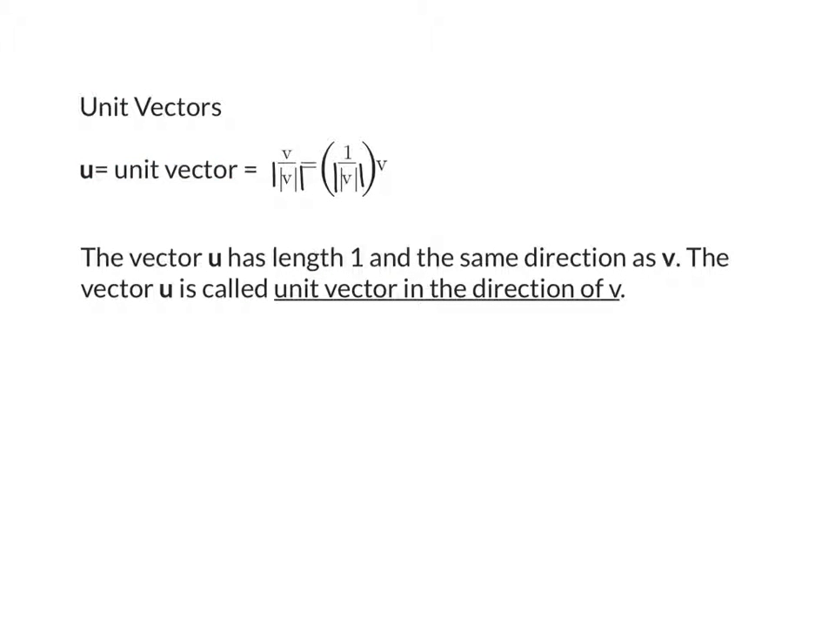So unit vectors, if you see a vector u, that means it's going to be a unit vector. The way we set that up is we say that it's vector v over the magnitude of v, which is equal to, essentially you can take the vector v at the top and move it to the side and it becomes multiplication. So it's 1 over the magnitude of v times vector v. So the vector u has a length of 1 in the same direction as vector v. The vector u is called a unit vector in the direction of v.